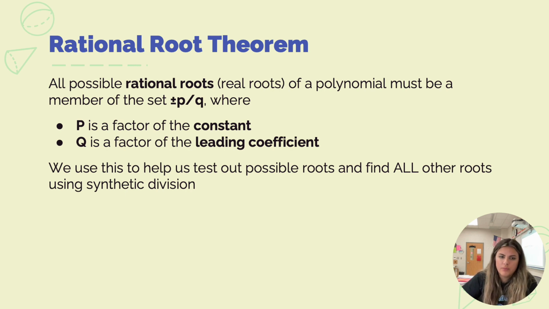One way to help think about the rational root theorem is if you take the beginning part of rational, which is ratio. Ratio is a fraction, hence why we have p over q, and then we have root, so it's a ratio of the root. To help us find out these possible roots, we're going to use synthetic division.